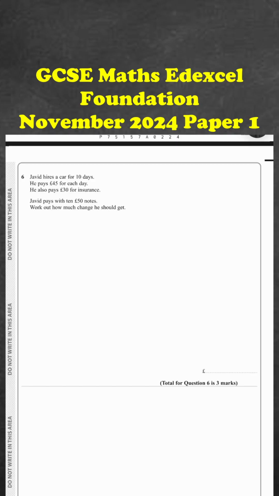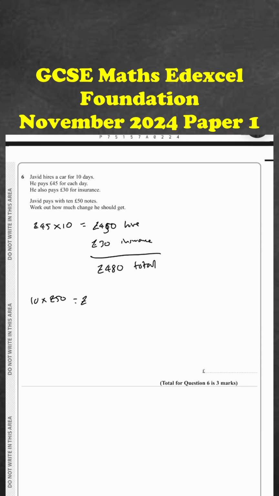So if we are paying £45 per day for 10 days, there's going to be £450 straight away, and that's just going to be for the hire. He's also paid for the £30 insurance, which means the total amount he will have paid is £480. He has paid with 10 £50 notes even, which gives him £500. Therefore, the change is going to be 500 minus 480. He's going to have £20 change.